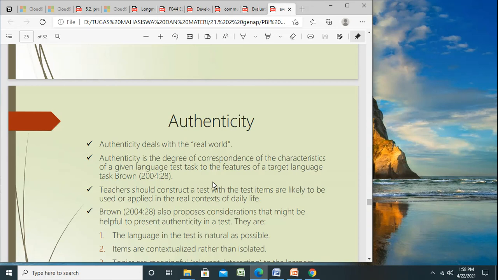Misal kalian mau membuat contoh soal tentang present continuous tense, dihubungkan dengan kegiatan mereka sehari-hari. Seumpama kegiatan bulan puasa ini bisa kalian hubungkan dengan konteks mereka sehari-hari, sehingga nyambung dengan apa yang mereka lakukan dalam kehidupan mereka. Okay, and then authenticity is the degree of correspondence of the characteristics of a given language test to the features of a target language.